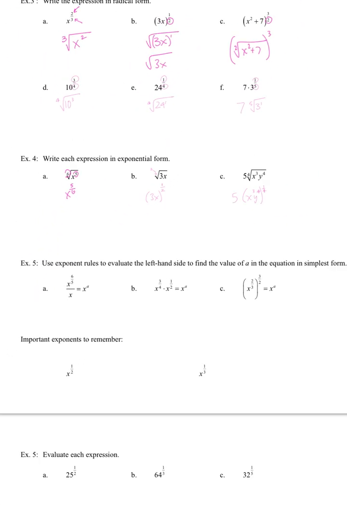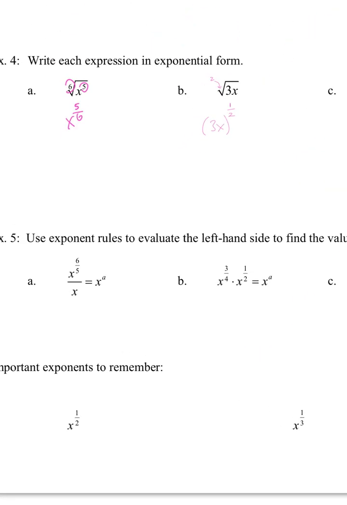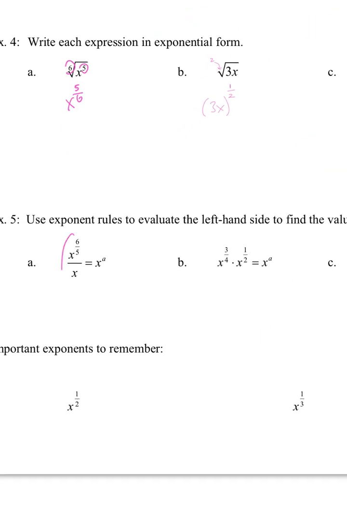Now we're at example 5, and it's saying use exponent rules to evaluate the left-hand side to find the value of a. So we're starting to solve some equations. I'm going to use the rules over here so that I can figure out what a is. The rule is, if I have the same bases being divided, I keep that same base and I subtract the exponents.